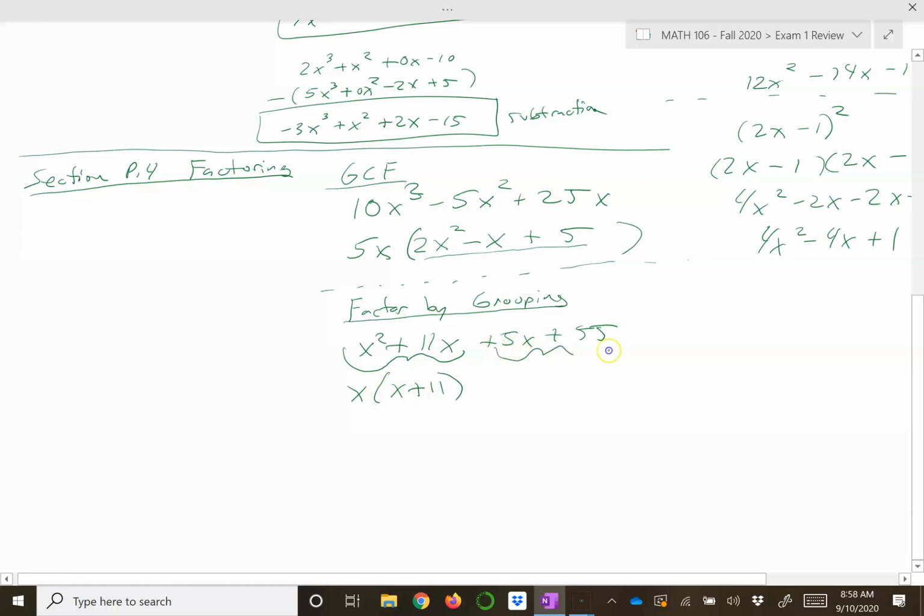Then you work on the next grouping. So you take out 5, the largest integer. And really, the lowest degree of x is x to the 0, which is 1. So we don't even put an x there because the 55 doesn't have an x next to it. So what we're left with is x plus 11. All right, so this is what you do with grouping. You bring the common term down, and then whatever's left over goes in the second binomial parentheses, x plus 5. Factor by grouping. That's it.